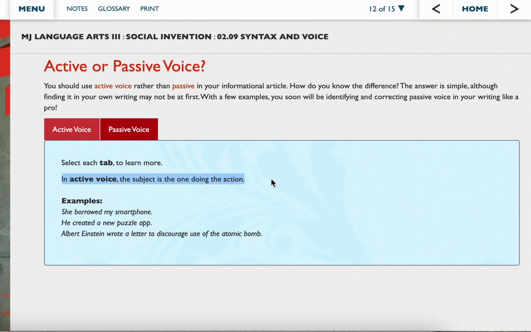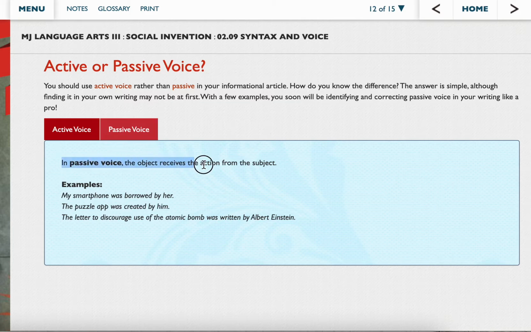In active voice, the subject is the one doing the action. Examples. She borrowed my smartphone. He created a new puzzle app. Albert Einstein wrote a letter to discourage use of the atomic bomb.